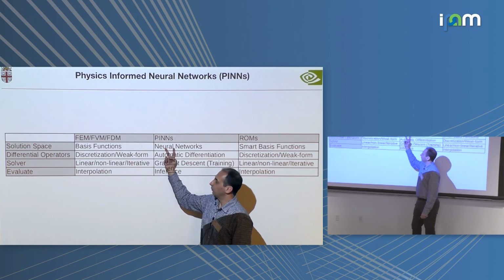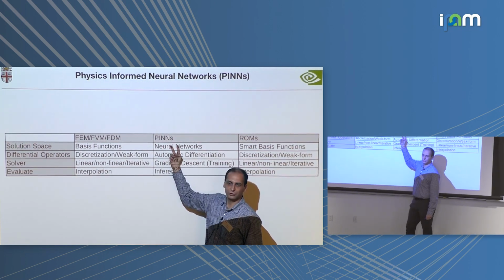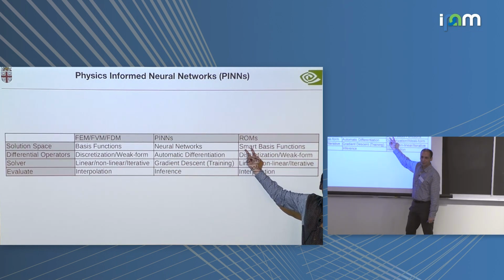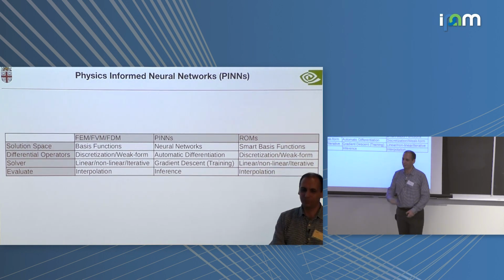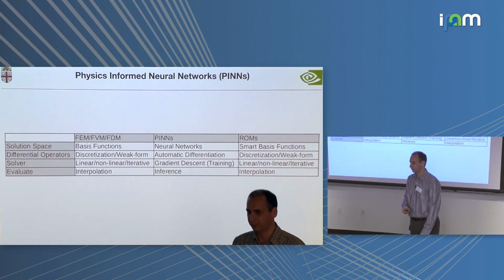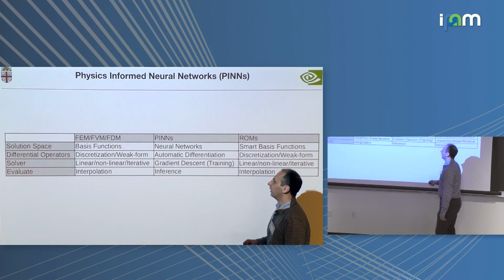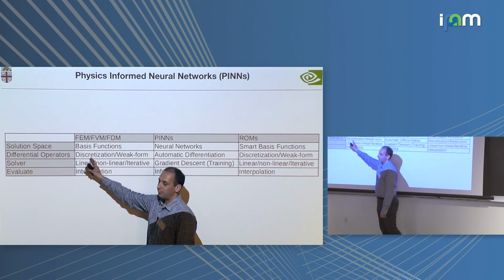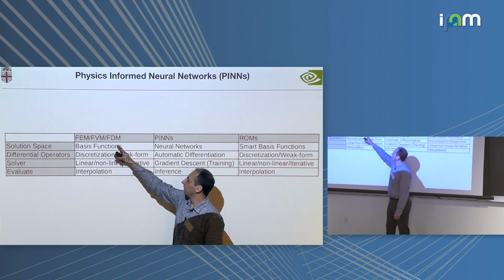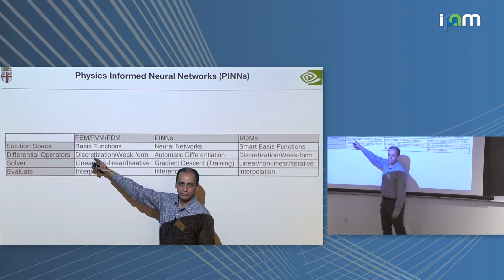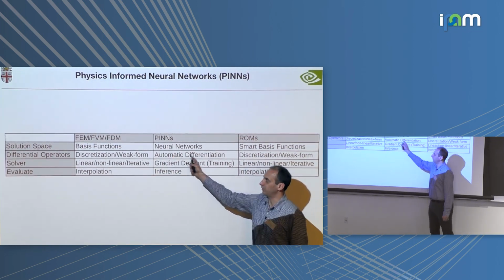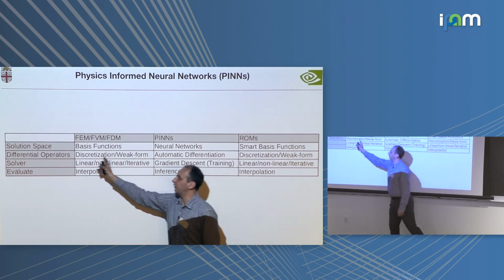With PINNs, we are going to choose a bunch of neural networks to represent this space. With reduced order models, we choose them smartly, like based on previous examples, based on previous time, based on similar geometries. We choose a basis. Differential operators: finite elements writes the weak form. Finite differences, discretizing it. PINNs use automatic differentiation, machine precision. So we didn't touch our operator.